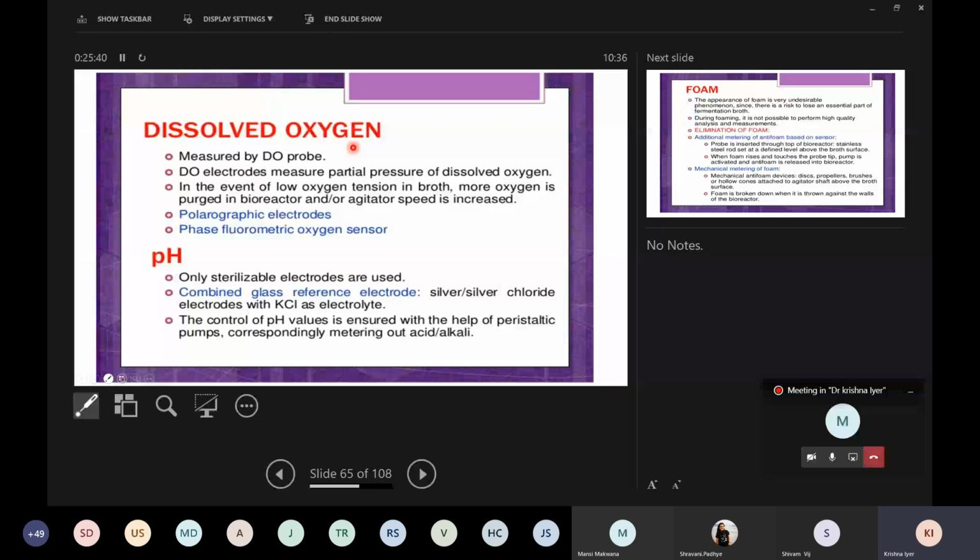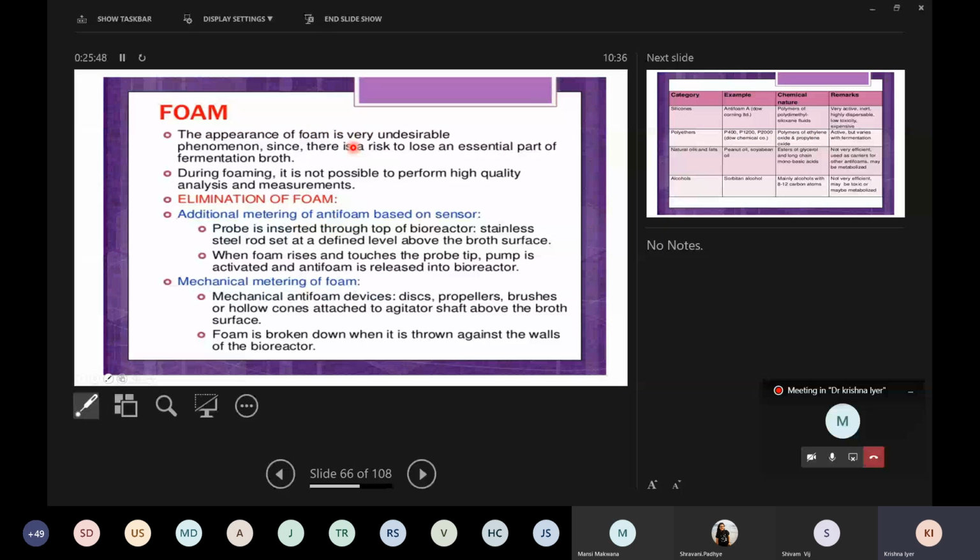Okay. Then we have foam, which is also very important. And as I said, foaming is not a good thing because one, it creates a lot of problems of contamination of parts of the fermentor which are difficult to clean, and second, it affects what is called heat transfer and mass transfer. Okay. Now you can remove foam in two ways. One is the use of chemicals or anti-foaming agents to remove the foam.